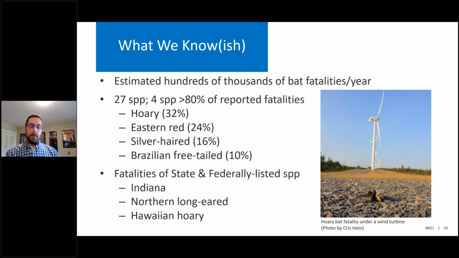And those species we kind of have to deal with separately because they don't have any sort of regulatory status. We do have, to a much lower degree, fatalities of species that are state or federally listed. And so there are laws that we have to adhere to for these individual fatalities, and the Indiana bat, northern long-eared bat, and Hawaiian hoary bat are examples. There are also fatalities of species that have been impacted by white nose syndrome that we might be concerned about, such as the little brown bat and tricolored bat.